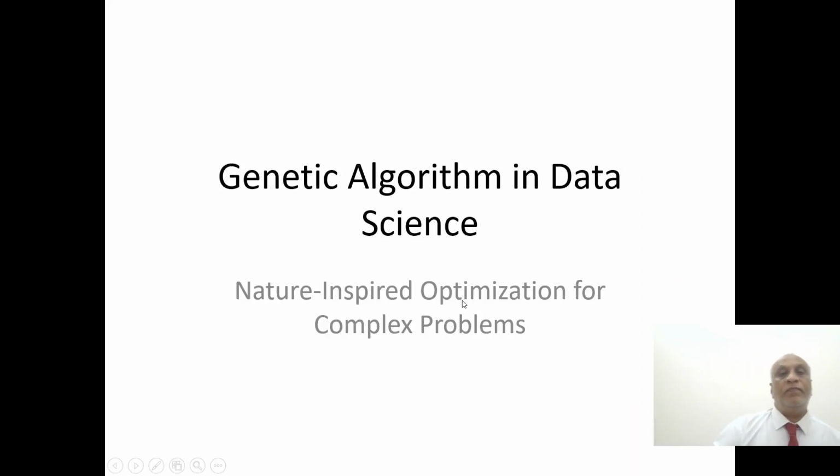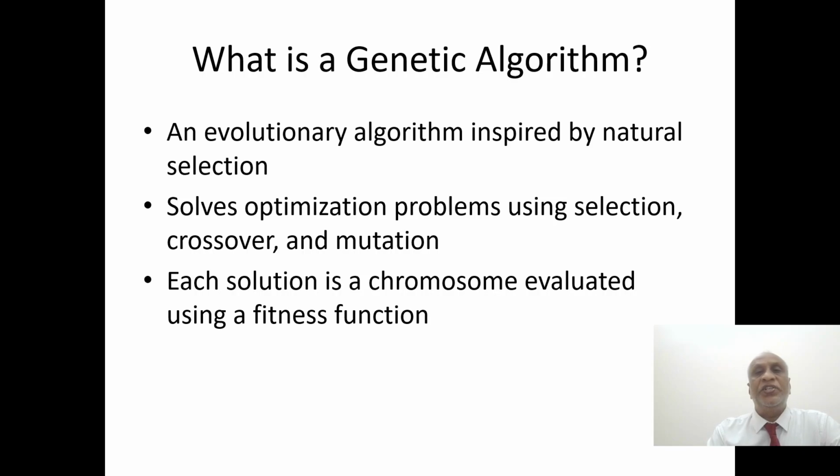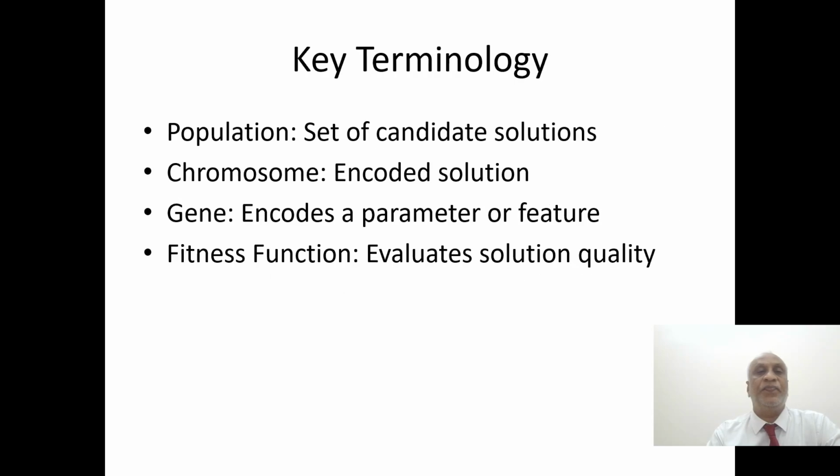Let us have a look at genetic algorithms in data science. These are nature-inspired optimization techniques for complex problems. What is a genetic algorithm? It is an evolutionary algorithm inspired by natural selection. It solves optimization problems using selection, crossover, and mutation. Each solution is a chromosome evaluated using a fitness function.